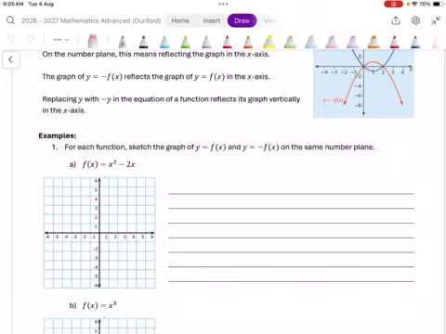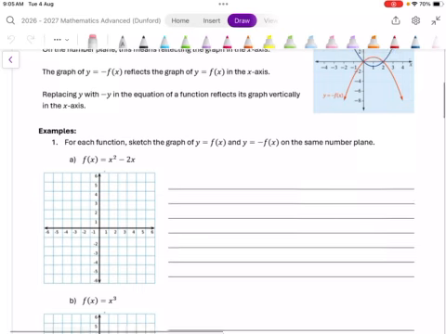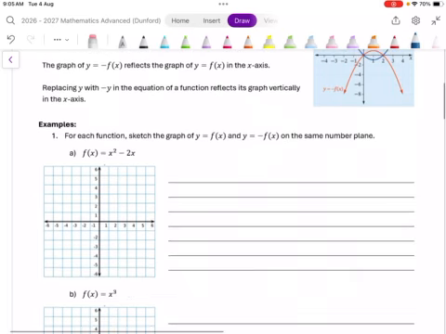Now we're going to look at sketching the graph of y equals f of x and y equals negative f of x on the same number plane for our given functions. So the first function that we have is f of x equals x squared minus 2x. What type of function is this going to be? It's going to be a parabola.